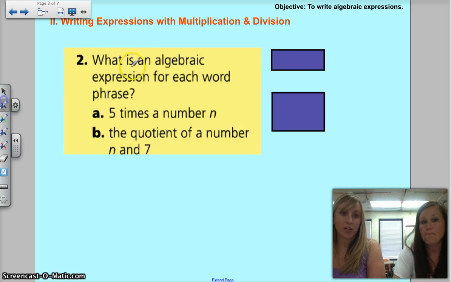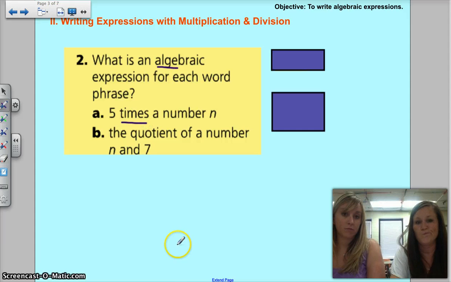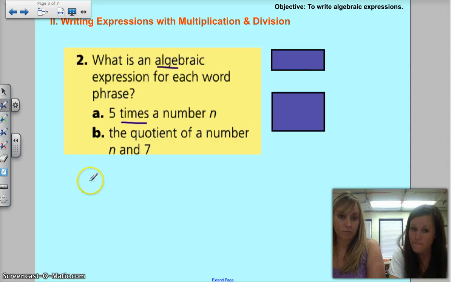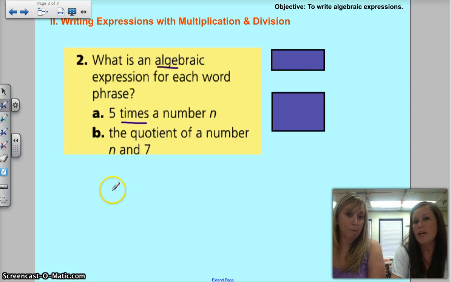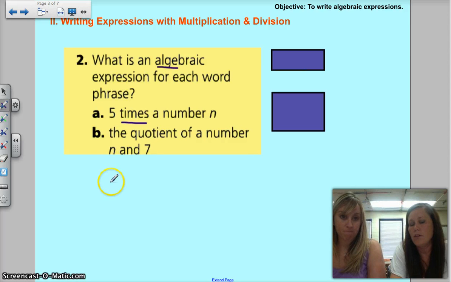Number 2, writing expressions with multiplication and division. It says algebraic expression, meaning we're going to use letters, a variable. First one, 5 times a number n. Times, multiply. Problem. What's the problem? Well, we're in 8th grade now and we have to be pretty fancy. If I want to write 5 times n, I feel like that's not going to look very fancy.